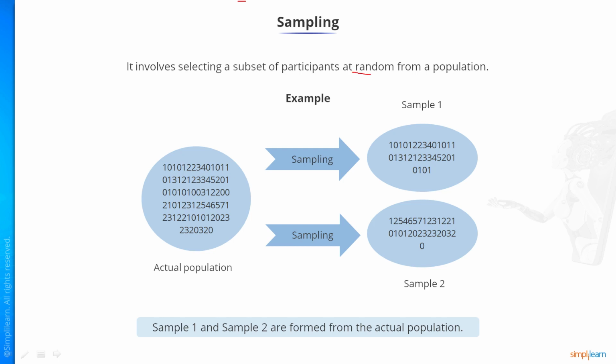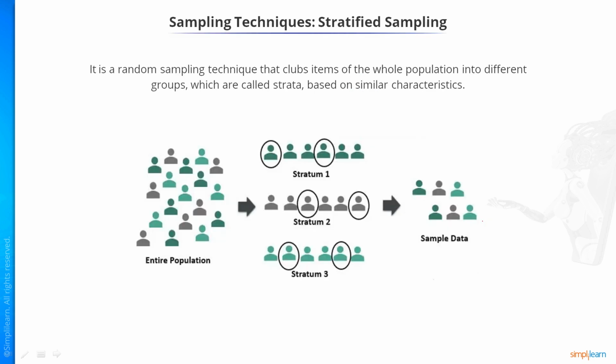So here you can see we have the actual population and we are creating two samples from this actual population. Now to do this sampling, we have different techniques. Here we are going to learn the stratified sampling technique.